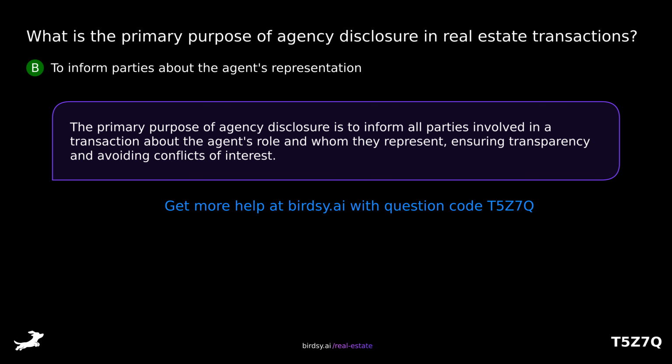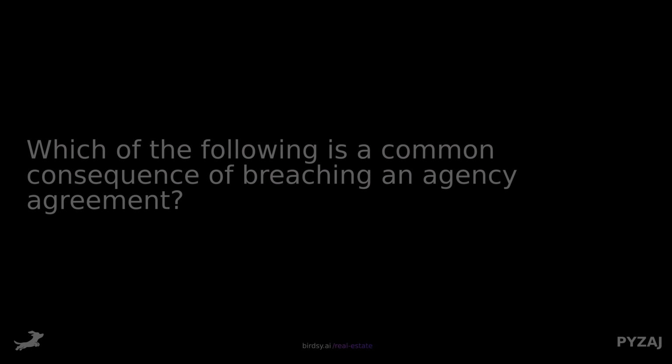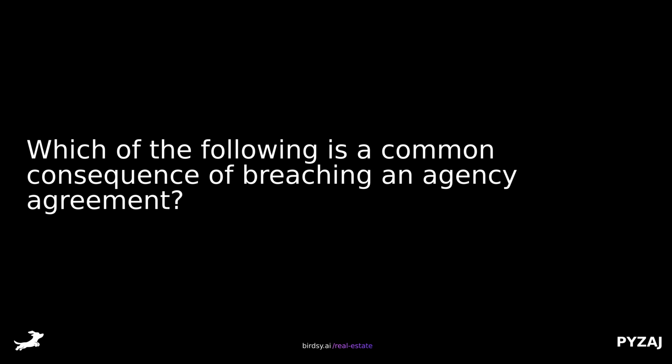The primary purpose of agency disclosure is to inform all parties involved in a transaction about the agent's role and whom they represent, ensuring transparency and avoiding conflicts of interest. Which of the following is a common consequence of breaching an agency agreement?